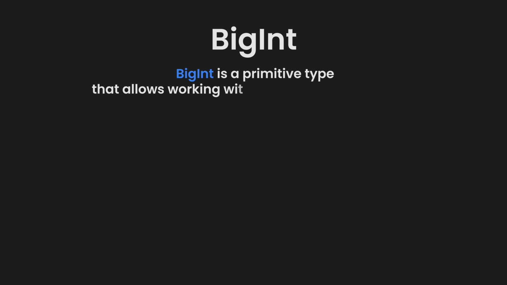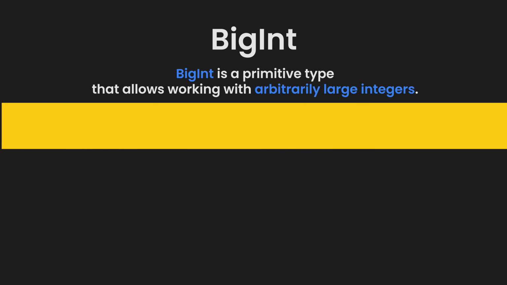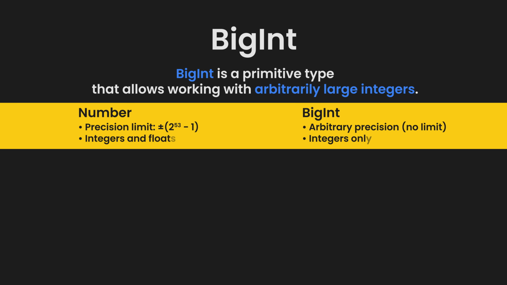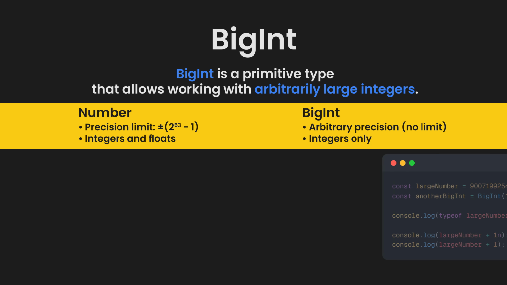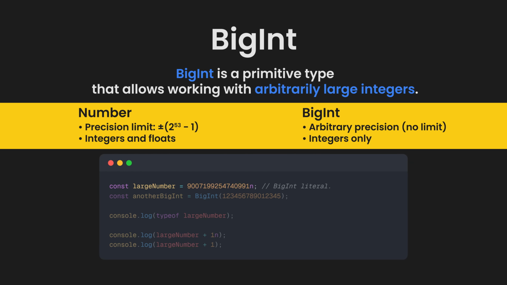Our last primitive type is BigInt, introduced in ES2020. BigInt is a numeric primitive that can represent integers with arbitrary precision, meaning they can store numbers larger than JavaScript's standard number type can safely handle. You create a BigInt by appending n to the end of an integer literal, or by calling the BigInt constructor. Here, large number is a BigInt created with the n suffix, and another BigInt uses the BigInt constructor from a regular number. Checking the type of large number confirms it's a BigInt.